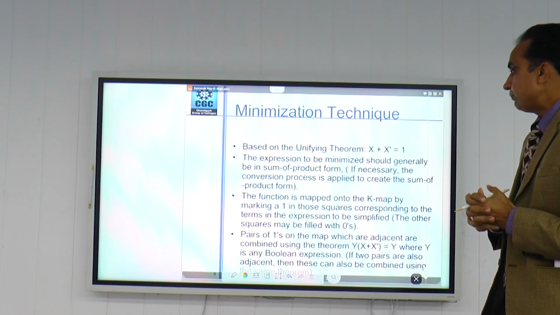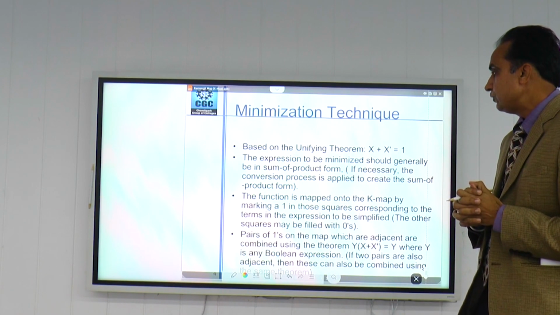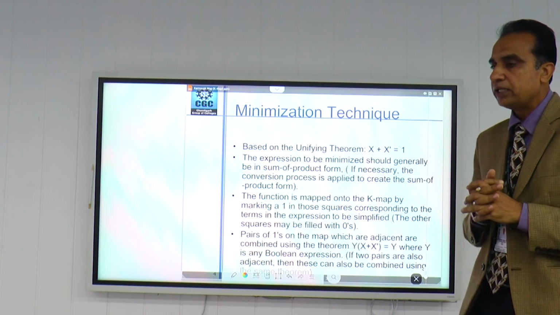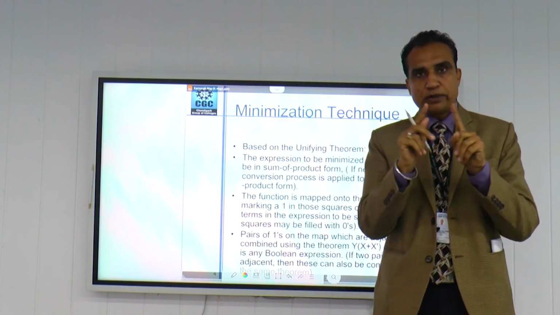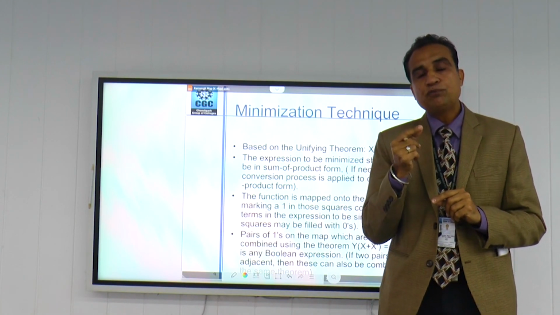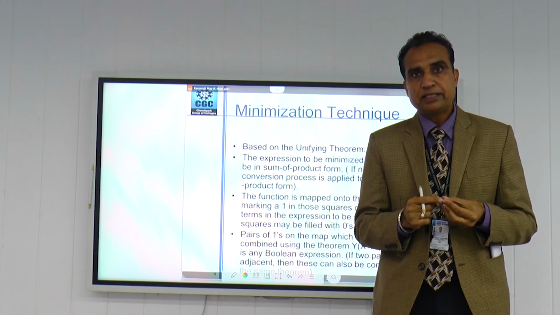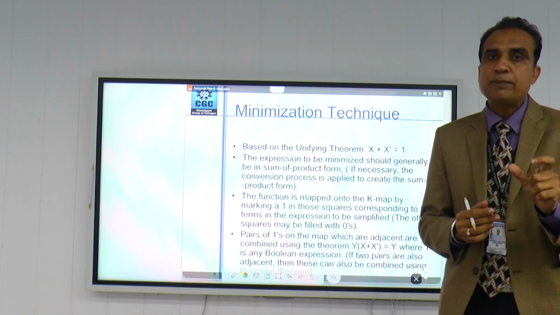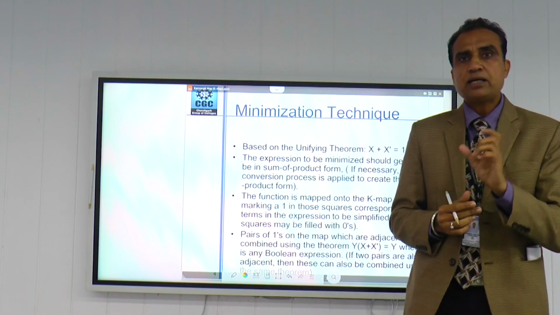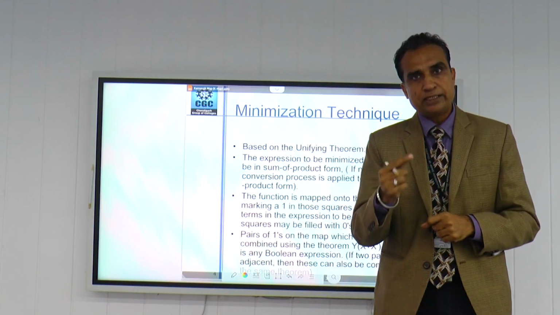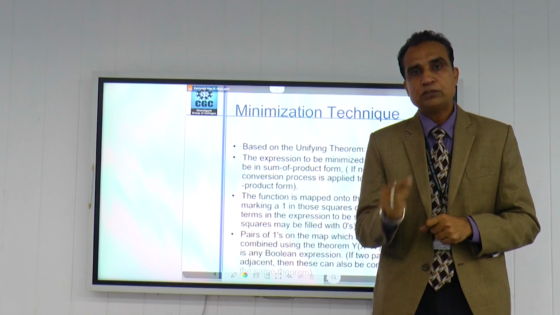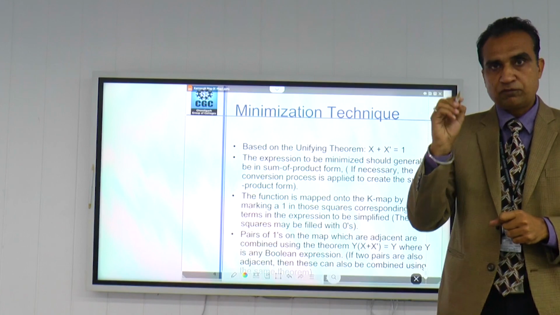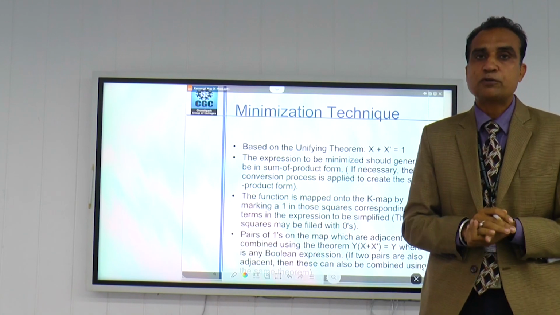The function is mapped onto the K-map by marking 1 in those squares corresponding to the terms in the expression to be simplified. Now, first of all, we draw a K-map, then we have to fill that K-map. How do we fill that K-map? The K-map is filled according to the values or the elements that are given in the expression. According to those elements, we put 1 into the corresponding square grid. We mark 1 into the corresponding square grid.